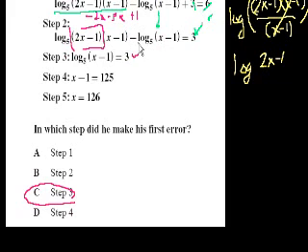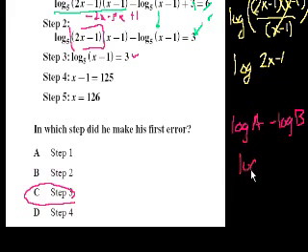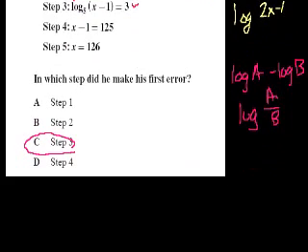He somehow intuitively knew that you could divide x minus 1 into this because log of a minus log of b is equal to log of a over b. But I don't know, he simplified wrong or something. Who knows? Next problem.